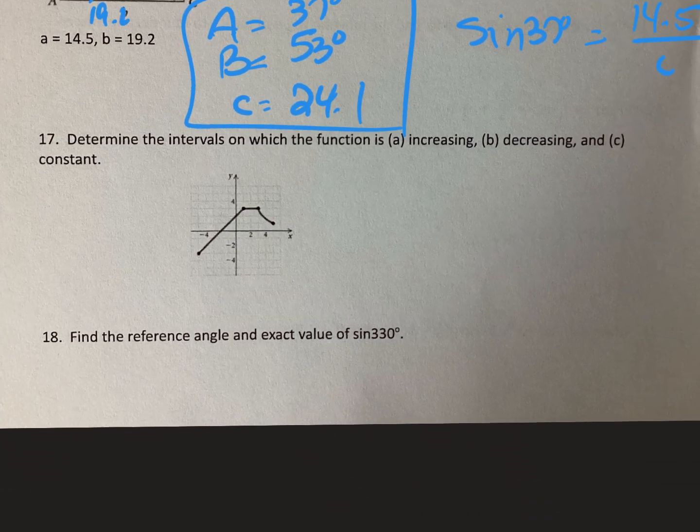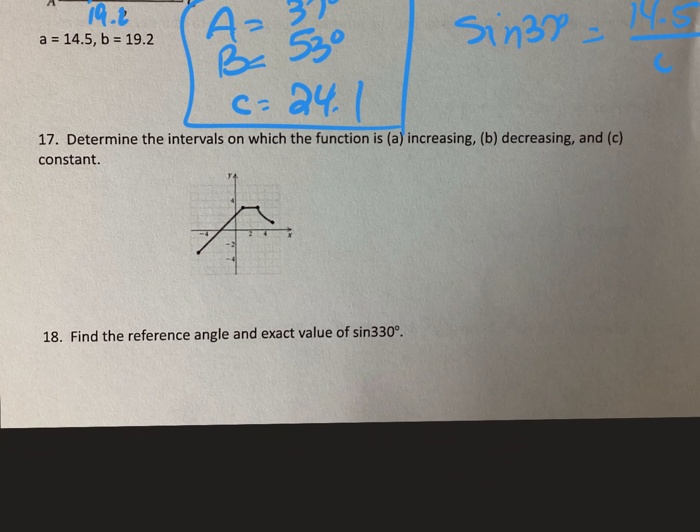Okay, 17. Two more to go. Determine the intervals in which the function is increasing, decreasing, and constant. So increasing means the graph is going up from left to right. And remember, use x coordinates only. So the x coordinate right here is -5, and the x coordinate right there is +1. That's where it's increasing from. So I'm going to go -5 to +1.